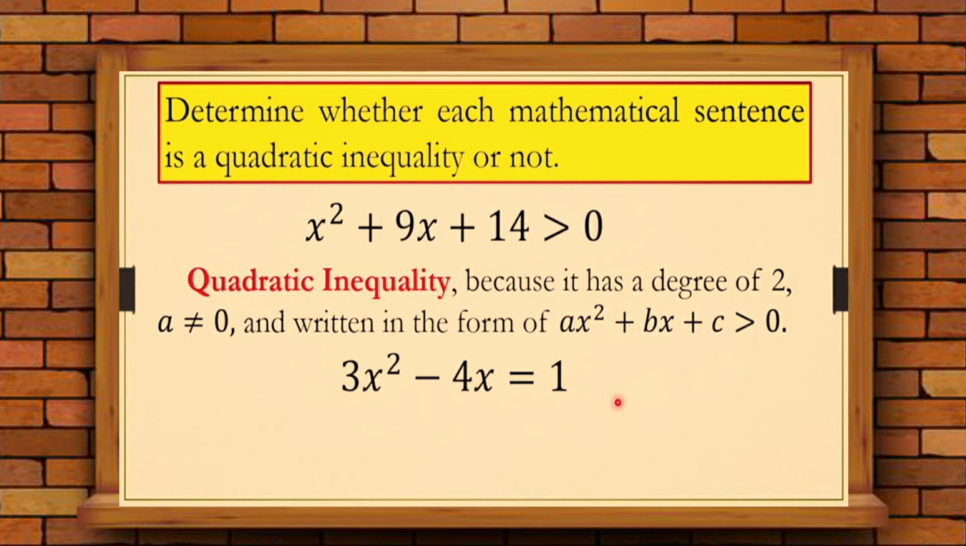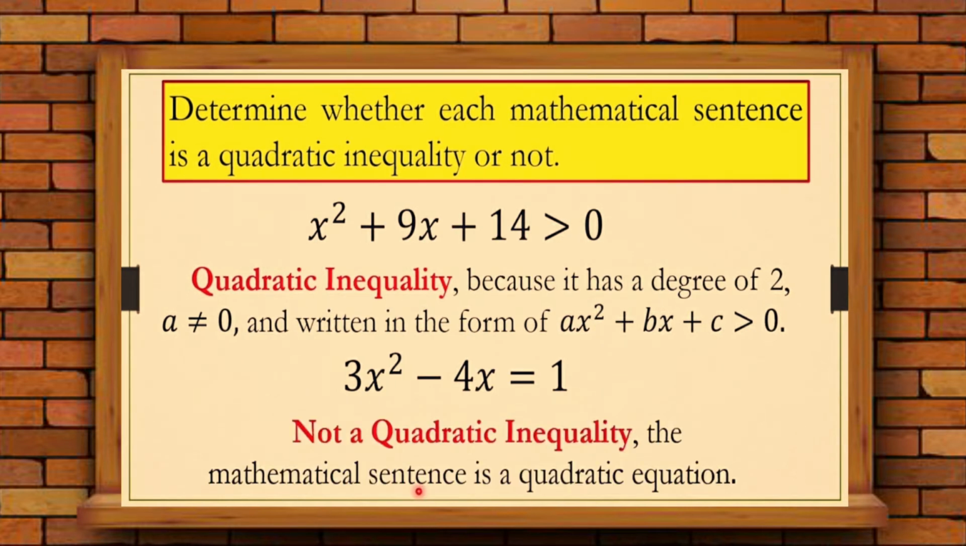Another, is this a quadratic inequality? No, it's very obvious. Because the mathematical sentence is just a quadratic equation. Why? Because of our equal sign.